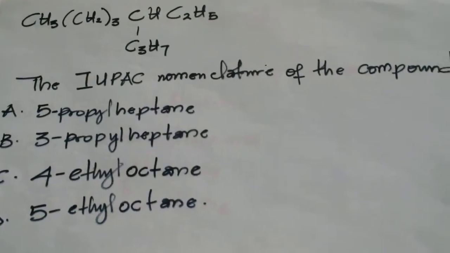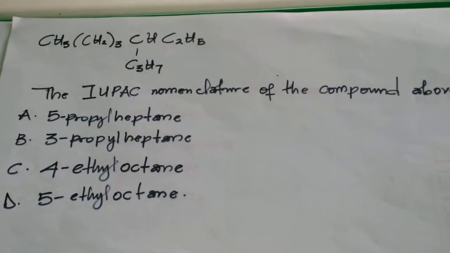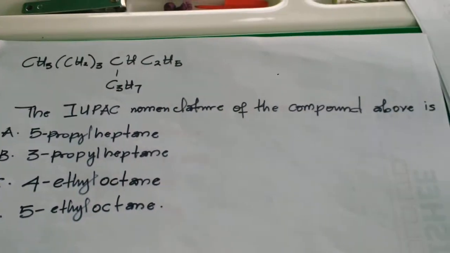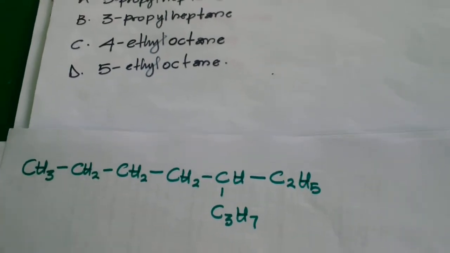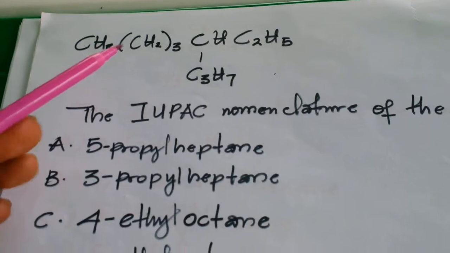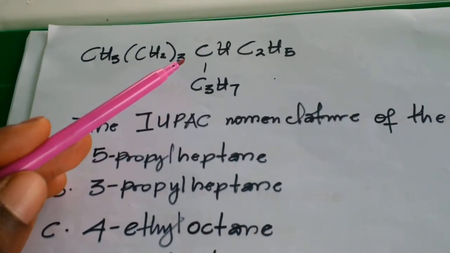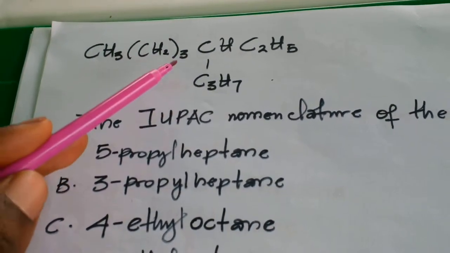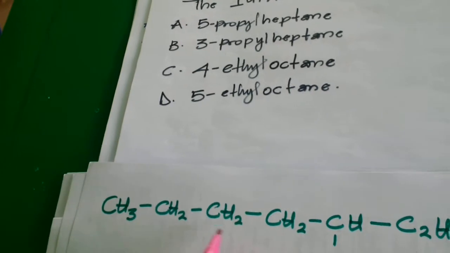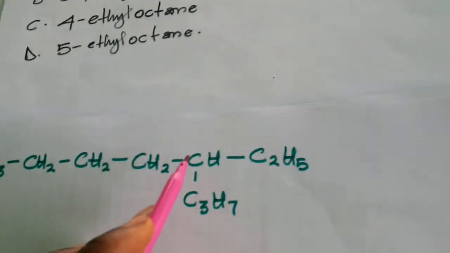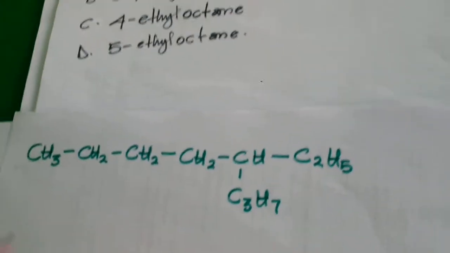Now, for this compound, I've redrawn it below for us to be able to see it clearly. So they have a CH3, CH2 3 times, that is in parentheses and 3, then CH and C2H5. So I've redrawn it here, CH3, the CH2 will be 3 times, so I drew it 3 times, then CH, then C2H5, like that.